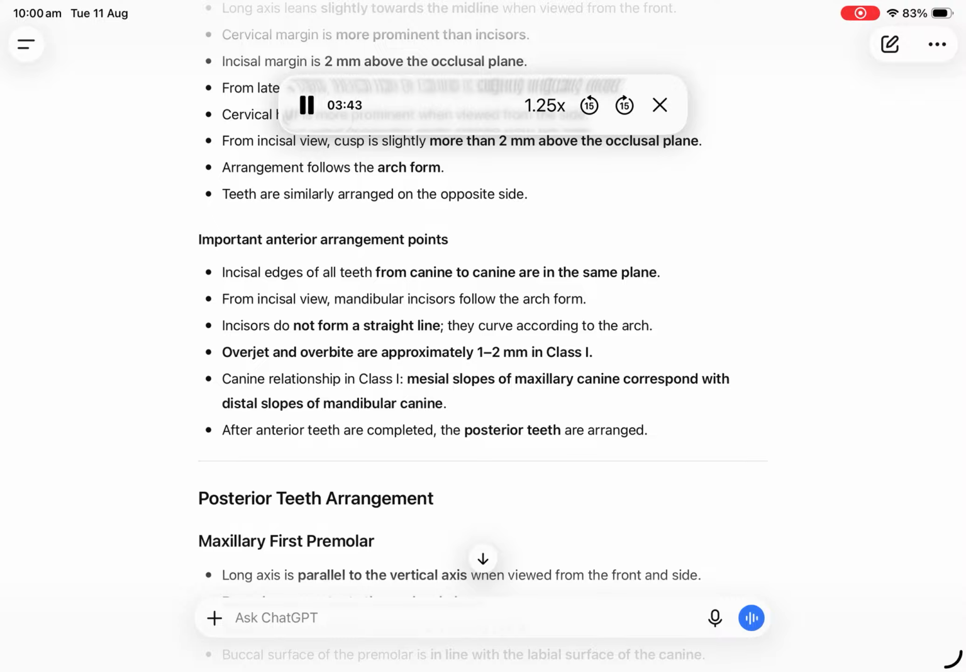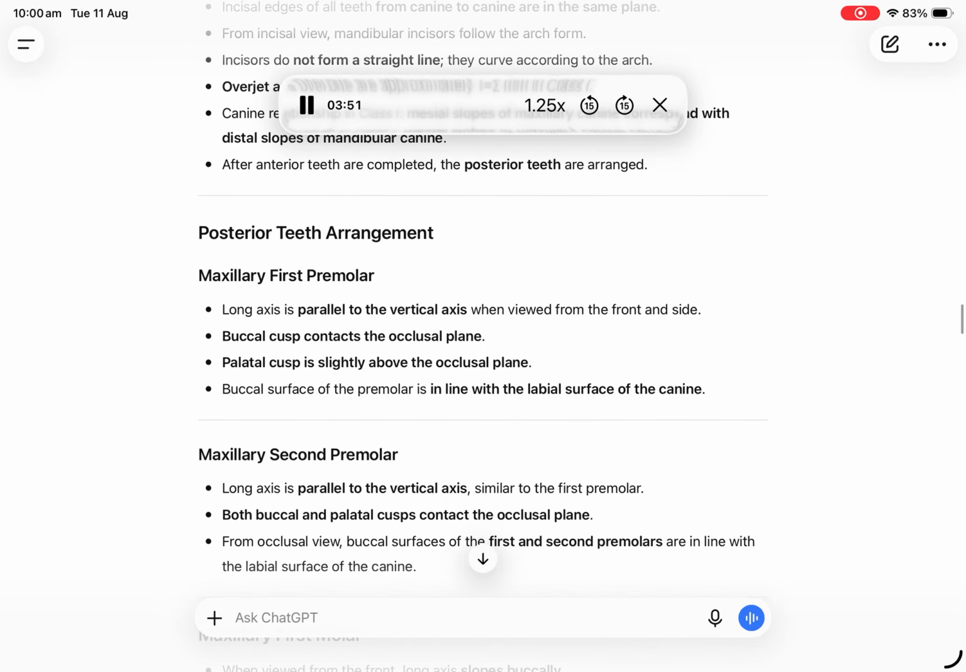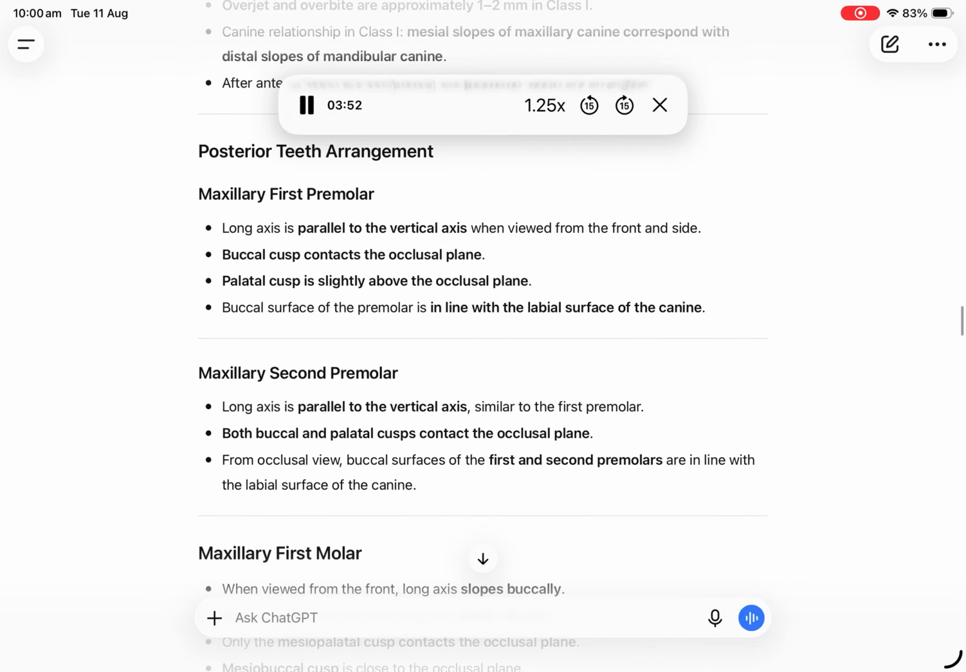After anterior teeth are completed, the posterior teeth are arranged. Posterior teeth arrangement. Maxillary first premolar, long axis is parallel to the vertical axis when viewed from the front and side. Buccal cusp contacts the occlusal plane. Palatal cusp is slightly above the occlusal plane. Buccal surface of the premolar is in line with the labial surface of the canine.